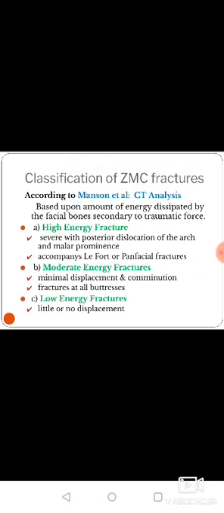There are different classifications that have been put forward by different authors, at least for planning your treatment, because based upon the type of features we try to plan accordingly. According to Manson, by CT analysis, based upon the amount of energy dissipated by the facial bones, he has classified them as high energy fractures, moderate energy fractures, and low energy fractures. And based upon displacement, we plan a treatment. Okay, this is all there in your textbook.